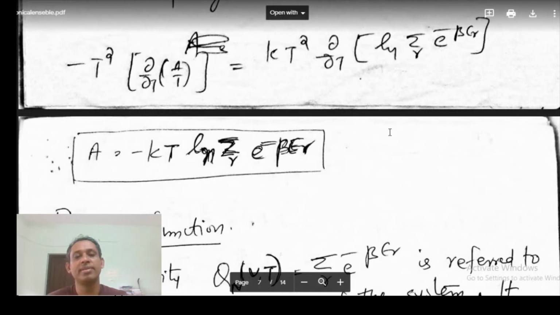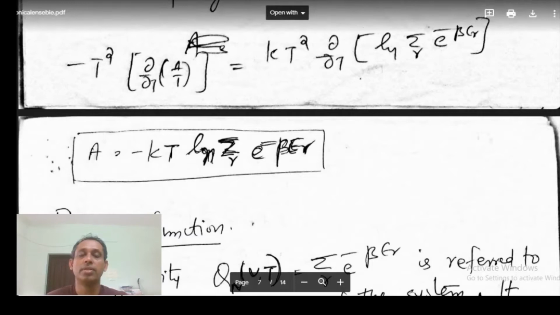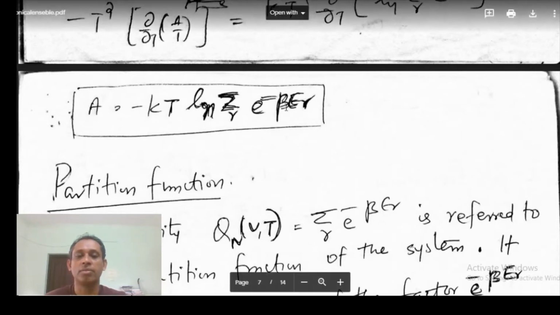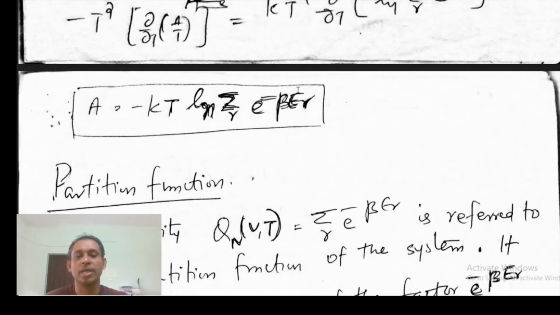Hello everyone, welcome back. In the last class we were talking about the partition function, the most important quantity in the canonical ensemble. This is the partition function, sigma r e to the power minus beta Er, where the summation is over all possible states of the system. We are summing the quantity e to the power minus beta Er, where Er is the energy in each of these states.